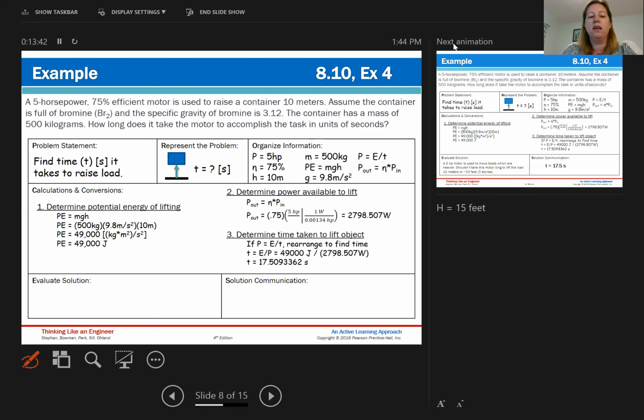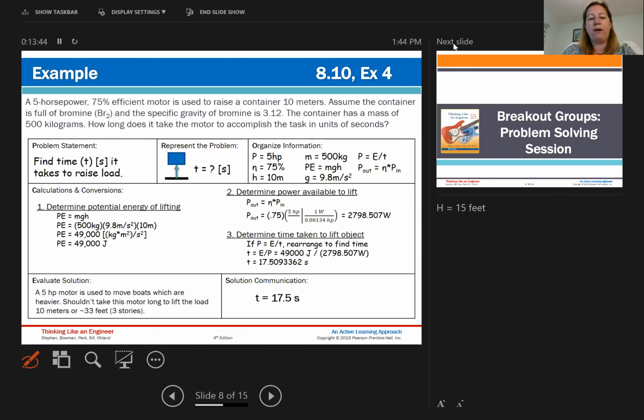17.5093362 seconds. And given that this is a 5 horsepower motor, which is usually used to move smaller boats, which are heavier than what we were using within our last problem, it should take the motor a little bit less time to lift this 3 stories instead of the 2. So our time seems to be reasonable at 17.5 seconds.